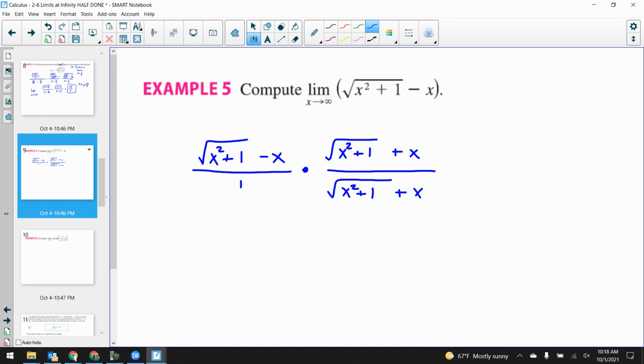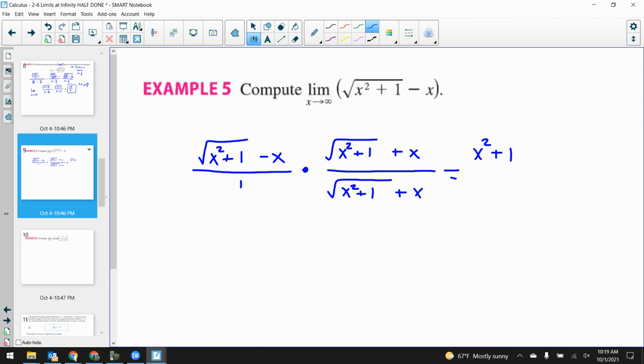Again, when we go to FOIL this out, my firsts: I get the square root of x squared plus 1 times the square root of x squared plus 1, which is just x squared plus 1. The house comes off, so it's x squared plus 1. My outers, I've got positive x times the square root of x squared plus 1. Inners is negative x times the square root of x squared plus 1, which will cancel out. Again, that's why we multiply by the conjugate, to get those things to cancel out.